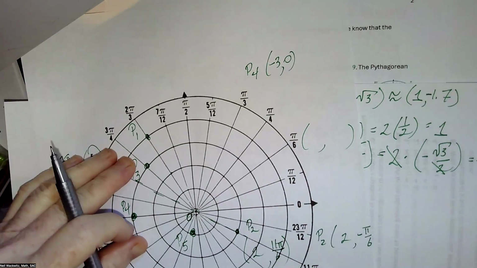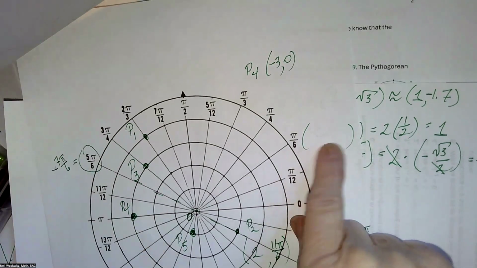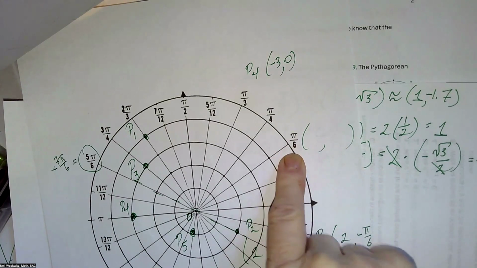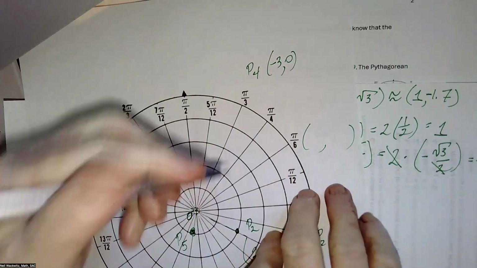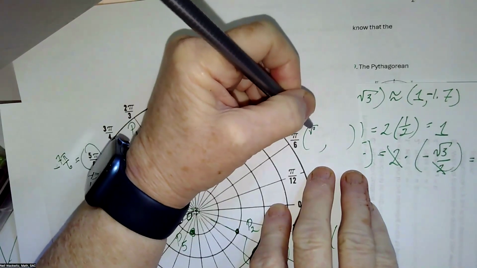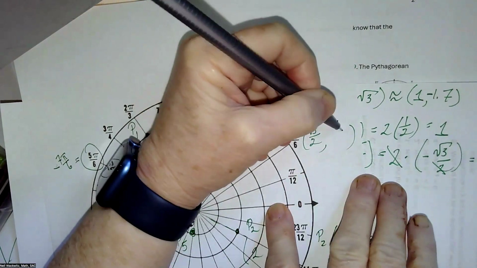Wait, what are we trying to find? The coordinates for pi over 6. It's square root of 3 over 2, comma 1 half. Good.